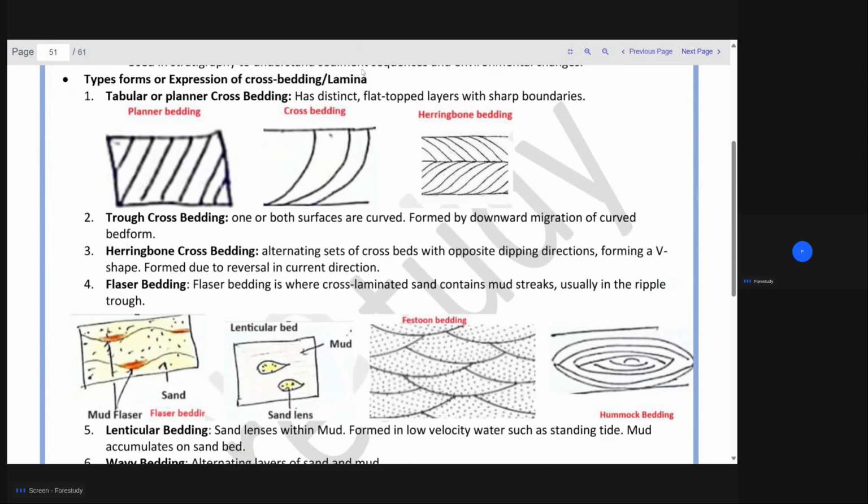So okay, let's look at this one. See if this is the one. So okay, we were talking about this, right? One or both surfaces are curved, formed by downward migration of a curved bedform. So maybe this one is curved, right? This is actually a trough cross bedding. If we have lamination like this, we'll call it a trough cross bedding.